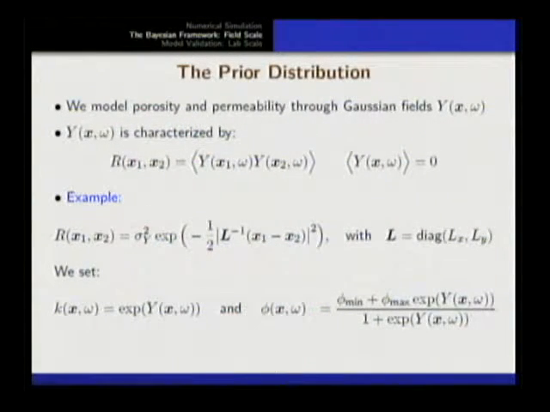So concerning the prior, we will use Gaussian fields to represent permeability and porosity that are specified by the 2-point correlation function, say with mean 0. In our experiments that I'm about to show, I'm assuming this quadratic exponential for the 2-point correlation function. L is the correlation length. And so we assume K to be log normal. And this is a simple mapping of the Gaussian field to the 0-1 interval such that we can model porosity.